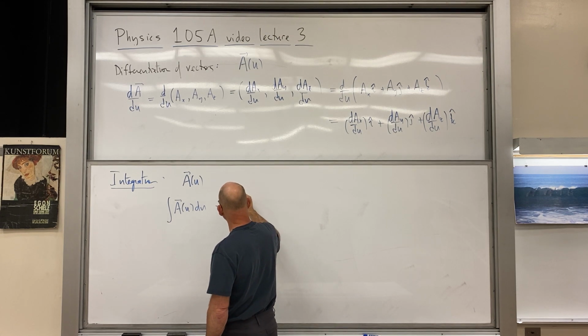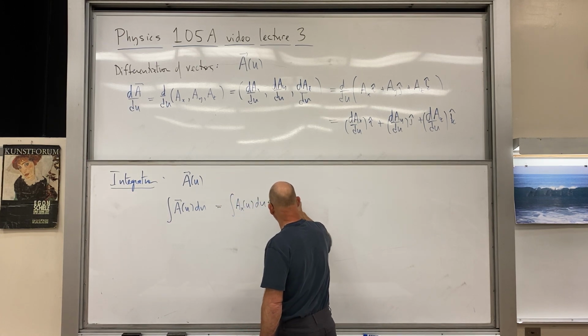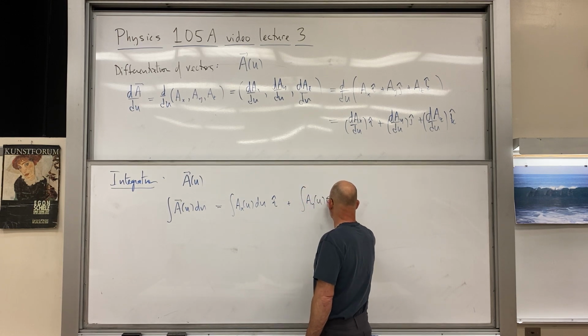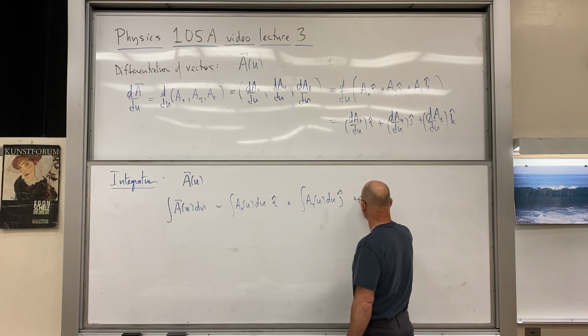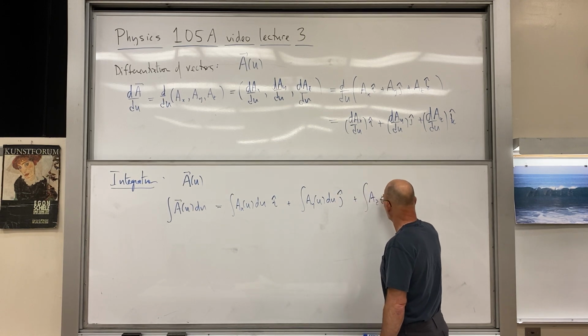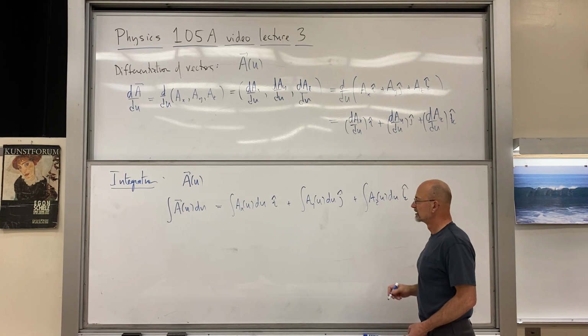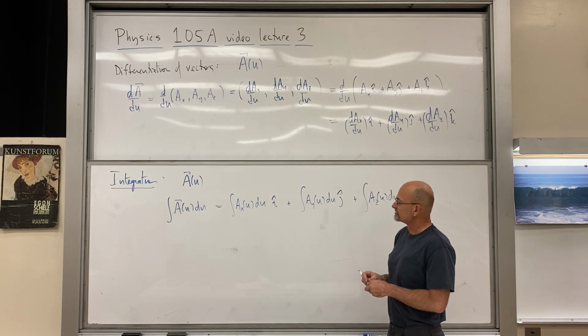Let's just go ahead and write one of them down. We could say it would be the integral of Ax of u du i hat plus the integral of Ay of u du j hat plus the integral of Az of u du k hat. Good, so differentiation and integration of vectors.